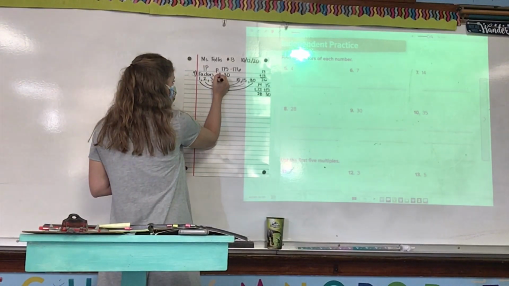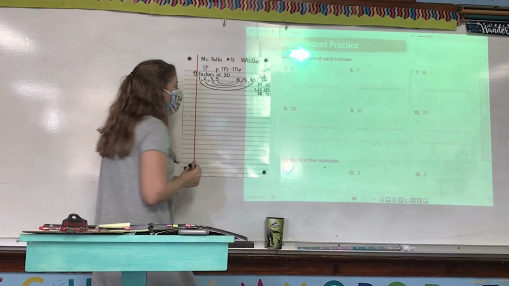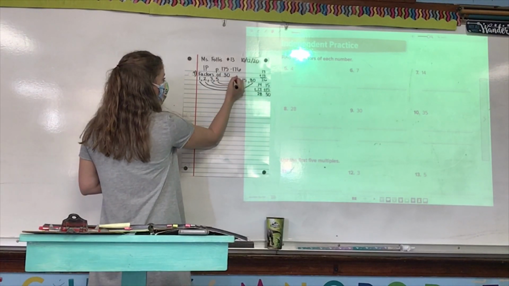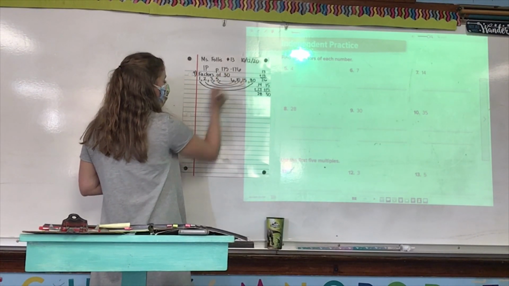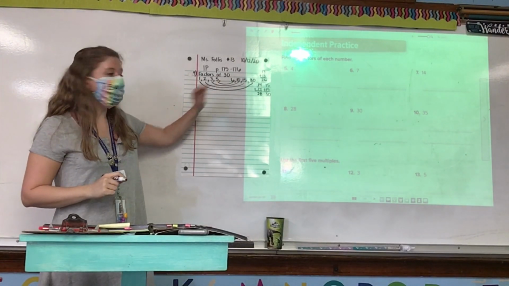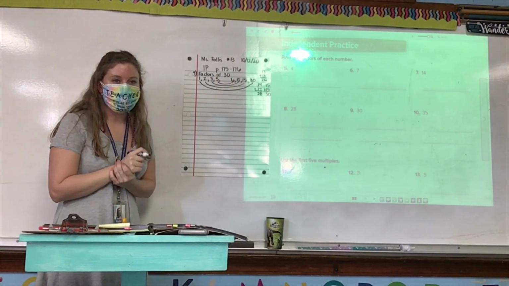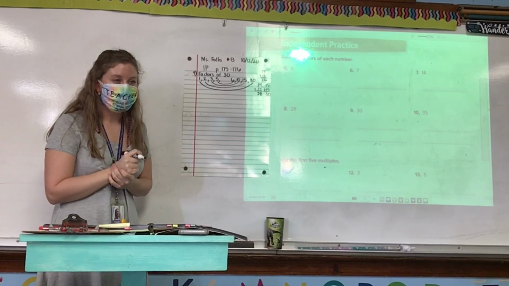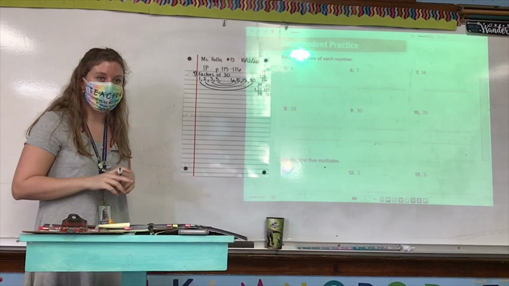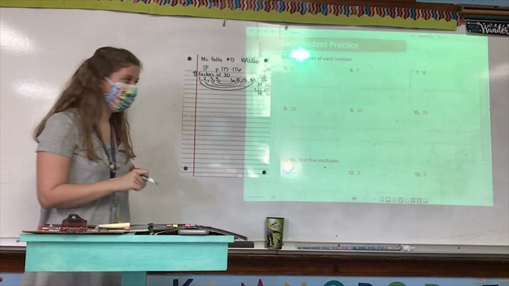5 times what equals 30? 5 times 6. Now our next number is 6, but we've already met in the middle. So do I have to keep going? No. So what are my factors of 30 from least to greatest?